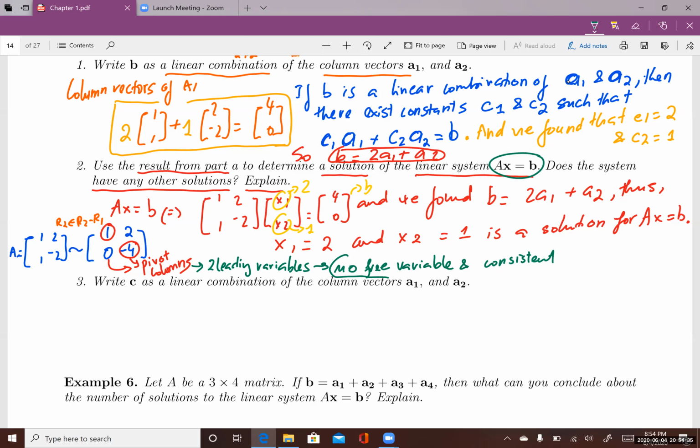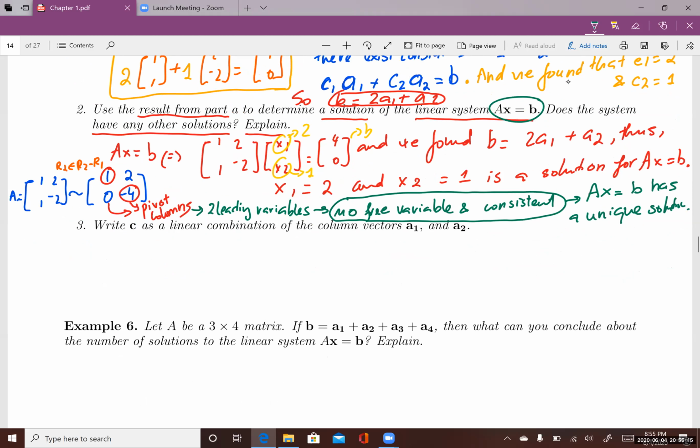So these conditions here would tell you that the system AX equals B has a unique solution. Again, it has one solution, so it's consistent, and it has no free variable. That means it has a unique solution. Remember, if you have at least one free variable, and if your system is consistent, then your system has infinitely many solutions. In this case, you have a unique solution. That means this is the only solution.